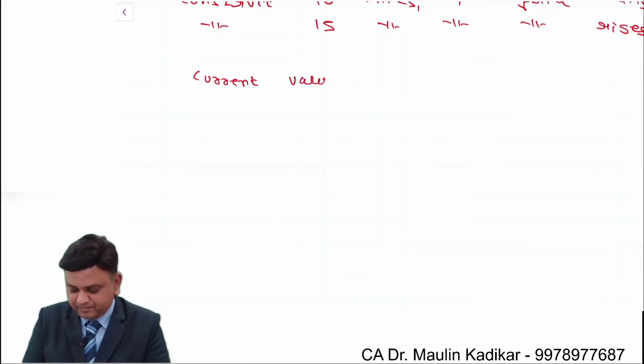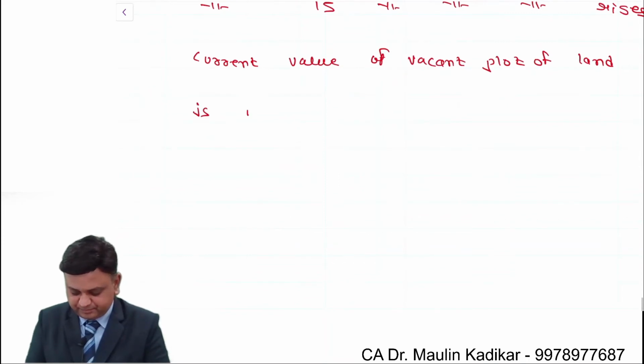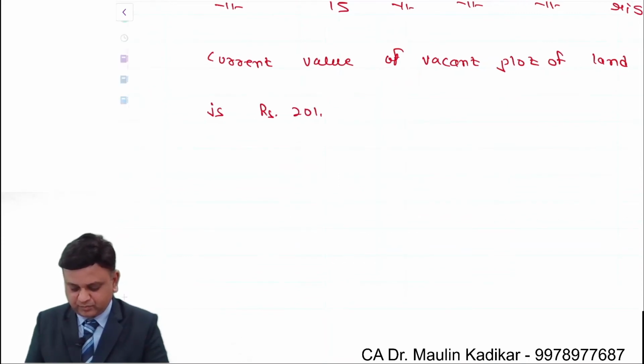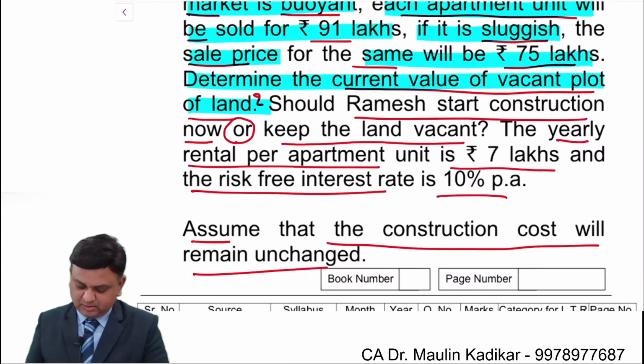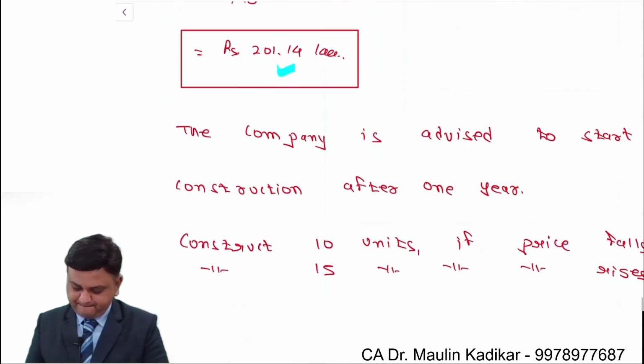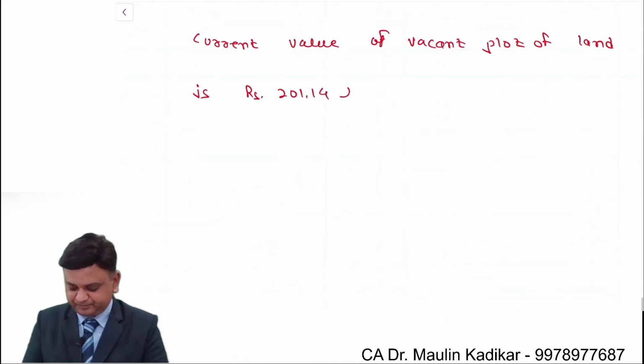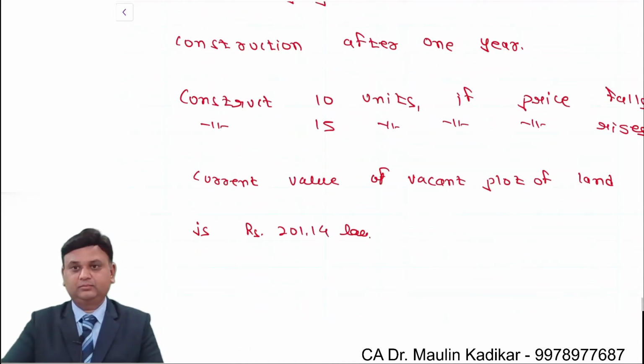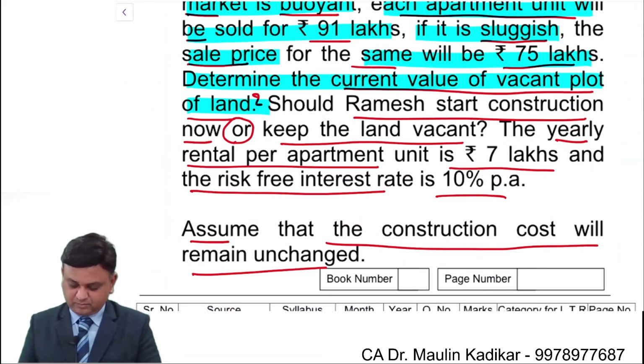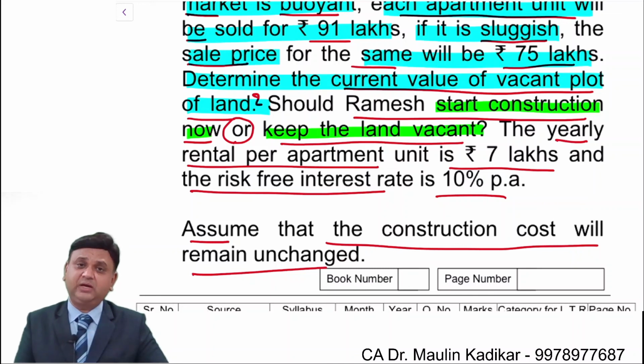So we understand that the current value of the vacant plot of land is rupees 201.14 lakhs. Should Ramesh start construction now or keep the land vacant? So the answer is that you should keep the plot of land vacant for 1 year.